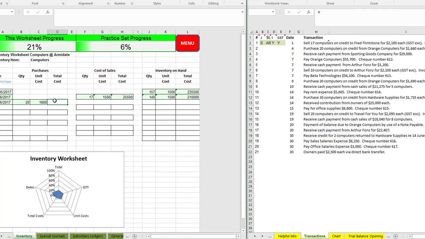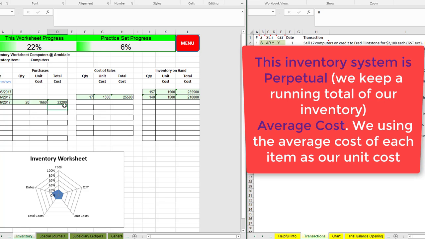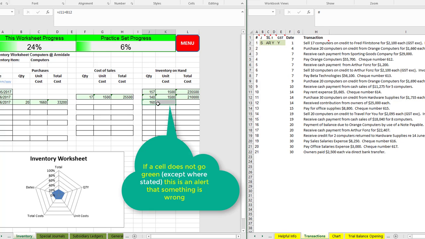So look at this, we put in the total cost of these computers, 20 times 1660 is 33,200. Now put in the closing balance, 140 plus 20, we know that is 160. We can just fill that formula across, because the next formula, I'll fill it across, so I'll go Control R, and away it goes.